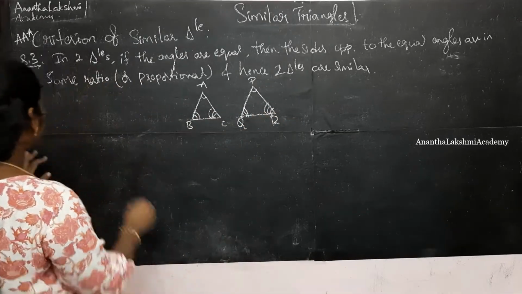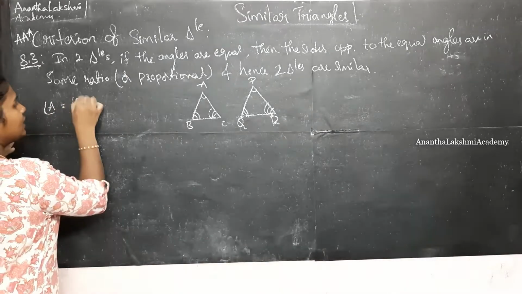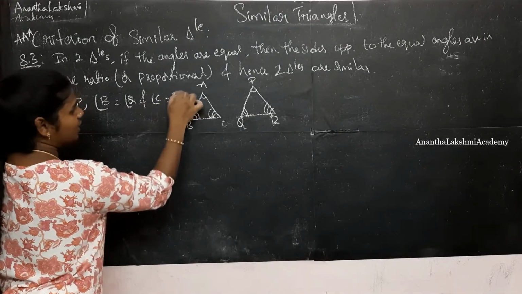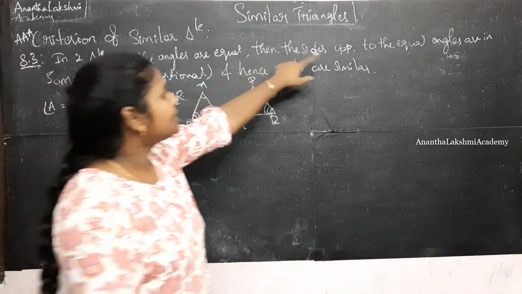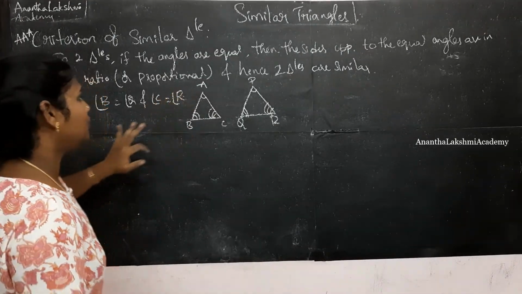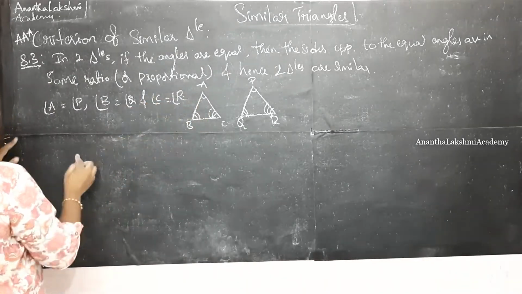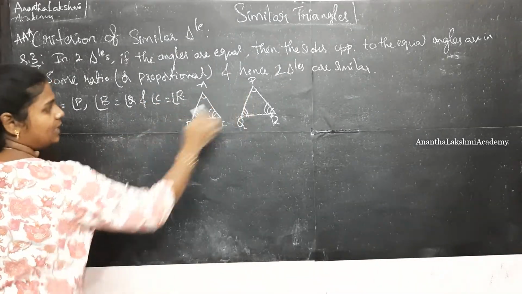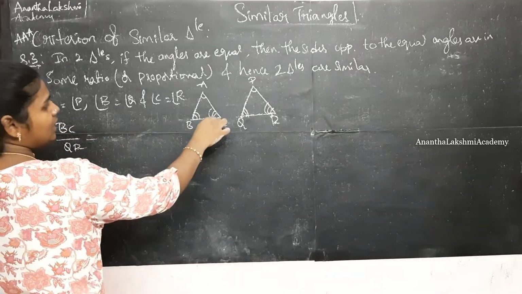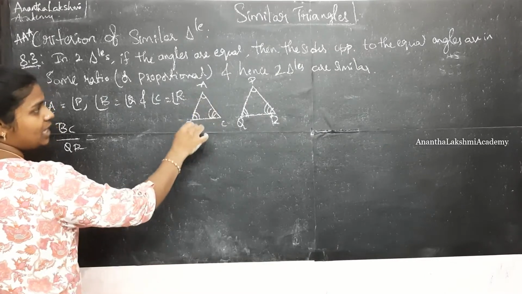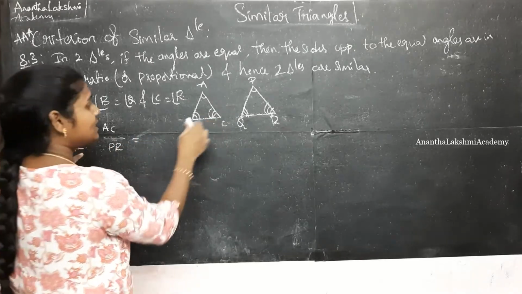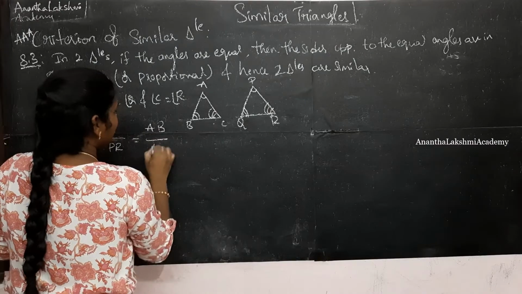So let angle A equal angle P, angle B equal angle Q, and angle C equal angle R. Then what are they trying to say? Then the sides opposite to the equal angles are in the same ratio. Consider the side opposite to angle A and angle P, which is BC by QR, equal to the side opposite to B, which is AC by PR, equal to the side opposite to C, which is AB by PQ.